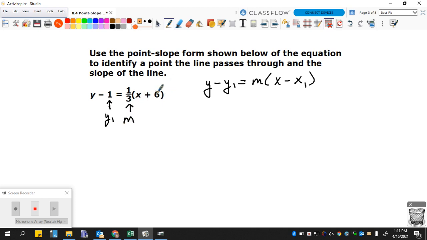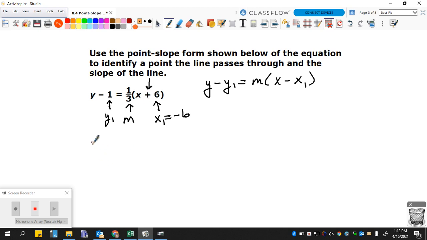Now here's the little different part. Here's the little tricky part, is that we have a plus sign over here, and we have a minus sign in the basic equation. Well, if you remember, a double negative makes a positive. So this would be the same thing as saying x minus a negative 6. Okay, so this one here, the x1, is equal to negative 6. You're always going to look at the opposite of what it is there.